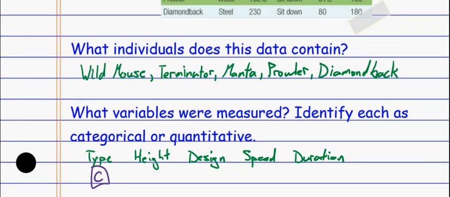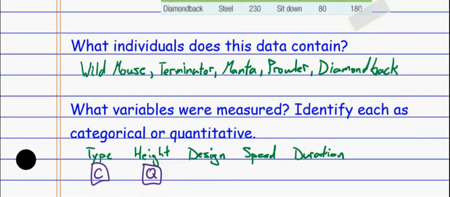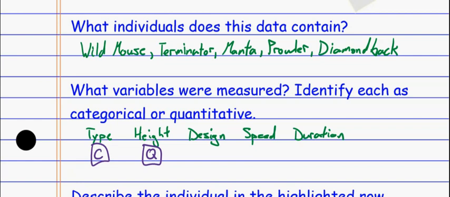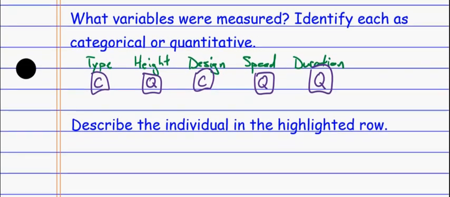The height, those are significant actual values that we could calculate averages from. So that would be quantitative data. The design is either sit down or flying. And so, again, that is a label, that is a category that it would fall into. So that's categorical. The speed is numbers that, again, calculating the average would be meaningful. So that's quantitative. And then the duration, how long it takes. Again, those are numbers in seconds. And that would also be quantitative because the average would mean something. Okay. And so these are the types of variables we have, and those are whether they're categorical or quantitative.